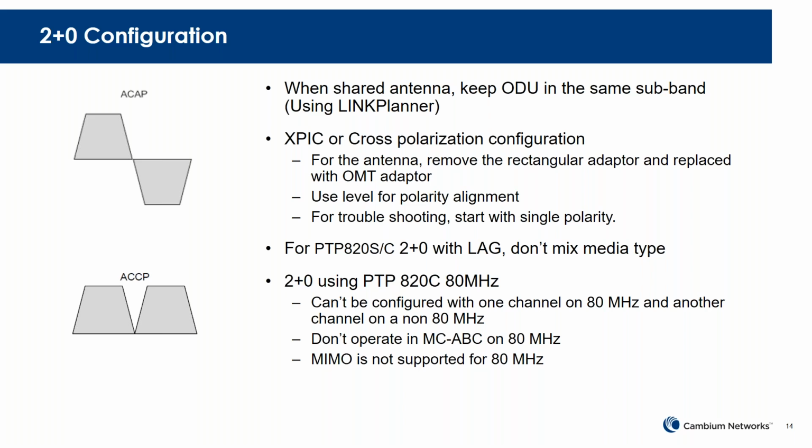Basically, you put the level on the OMT, on the flat surface of the OMT, and then you rotate the antenna. You will see the bubble floating back and forth until the bubble is at the center of the zone line, and there you know that the XPIC polarization alignment is optimal. This has always worked.